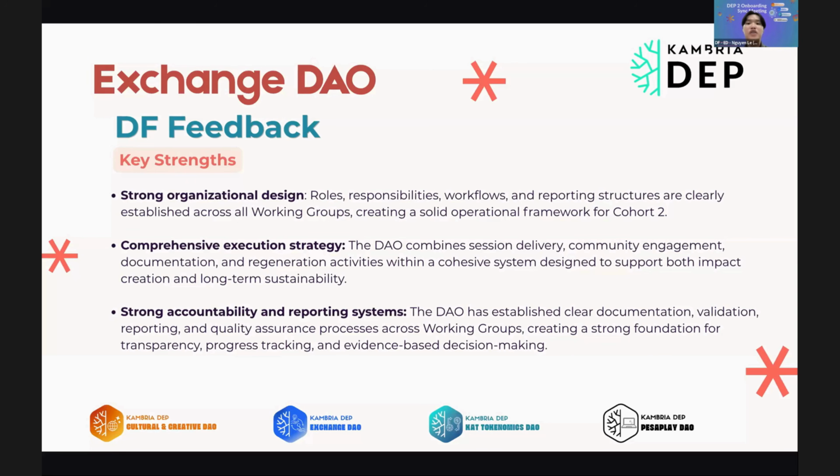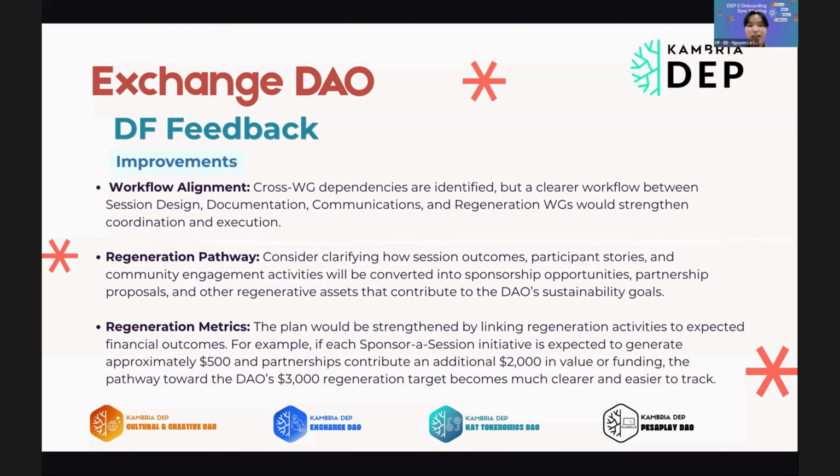Now we can move on to the room for improvement in reviewing the DAO. The first key improvement is workflow alignment. Cross working group dependencies have been identified by all working group leads, but there needs to be a clear workflow between the session design, documentation, communication, and regeneration working groups as a whole, rather than individual or unitary work. This would strengthen coordination and execution when we work toward executing the plan.